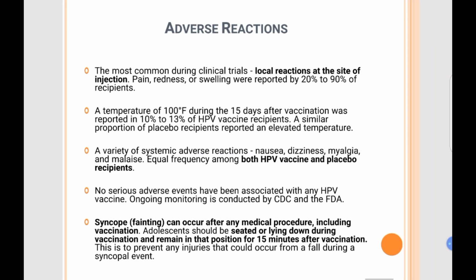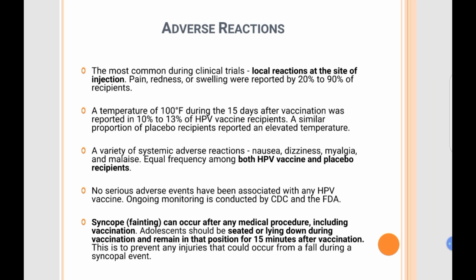Coming to the adverse reactions, the most common adverse reactions during the clinical trials were local reactions at the site of injection, that is pain, redness, swelling, which have been reported in 20 to 90% of recipients. Temperature of 100 degrees Fahrenheit during the first 15 days after the vaccination was reported in 10 to 13% of the HPV vaccine recipients. However, the same has also been reported in the placebo group.